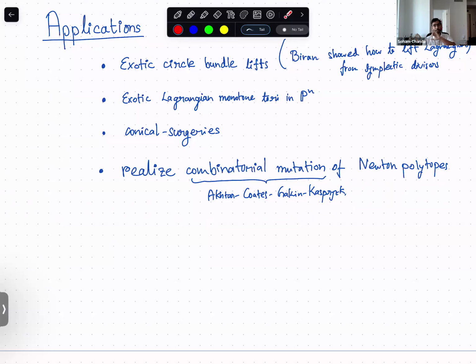It was expected that if two Laurent polynomials were related by this combinatorial mutation, they should actually come from Lagrangians which are mutations of Lagrangians. Some of them were actually seen, like for Vianna's case or disc surgery, but not all of the combinatorial mutations are known to be coming from Lagrangians. My result shows that some more of them actually come from such Lagrangian mutations.